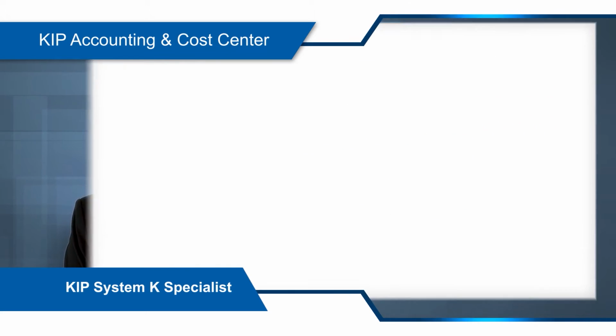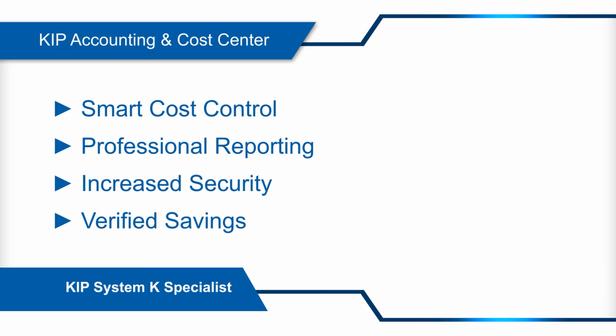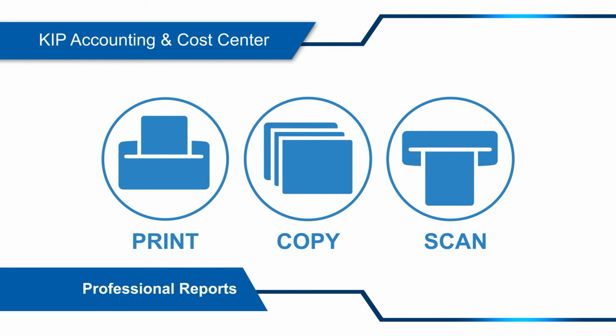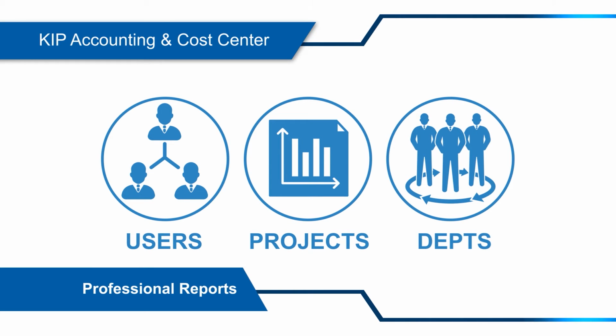KIP Accounting and Cost Center delivers smart cost control, professional reporting, increased security, and verified savings. KIP Accounting Center consolidates control of user account data and printing rules for all copy, print, and scan activities for KIP systems. Create a smarter printing environment for effective management of company print system assets with users, projects, and departments.